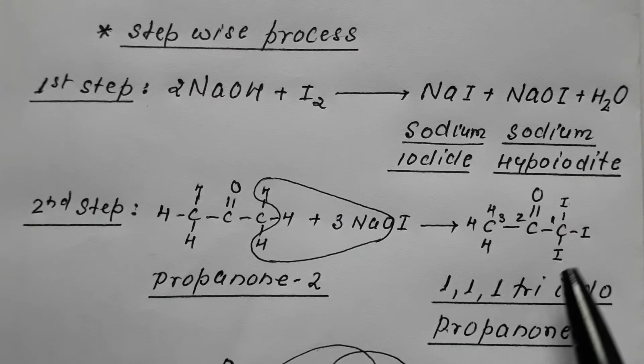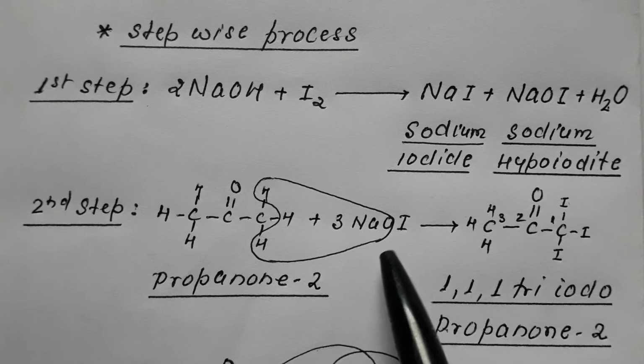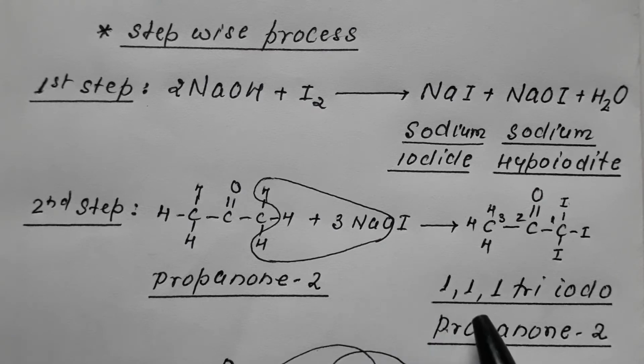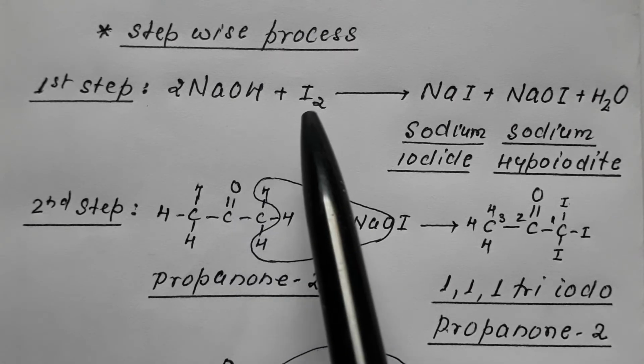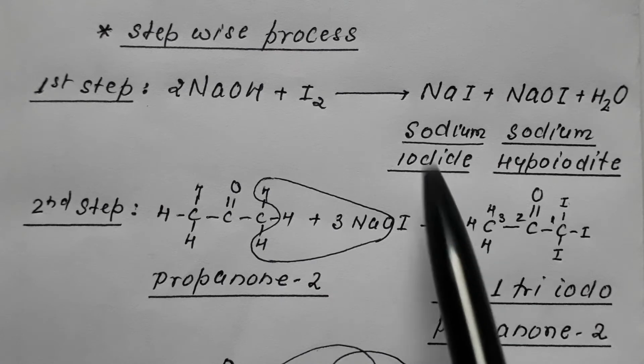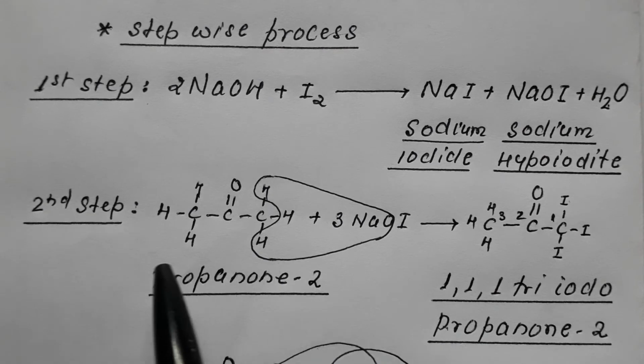Now this compound is 1,1,1-triiodopropanone-2. So propanone-2 reacts with NaOI, that is sodium hypoiodite, and gets converted into 1,1,1-triiodopropanone-2. This is the second step. So in the first step, sodium hydroxide reacts with iodine to produce a mixture of sodium iodide and sodium hypoiodite. The sodium hypoiodite then reacts with propanone-2, converting it into 1,1,1-triiodopropanone-2.